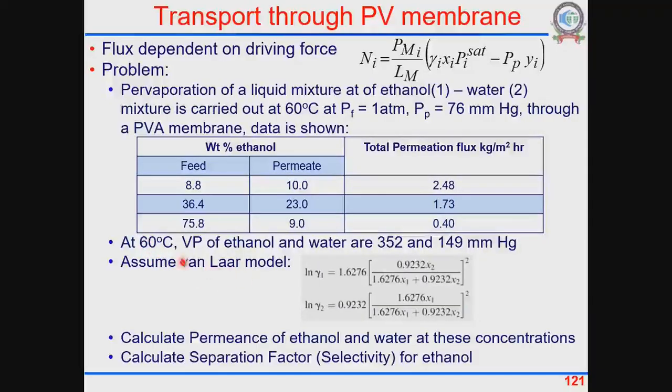I would like you to calculate the following. For some more data, at 60 degrees centigrade, the vapor pressures of ethanol and water are 352 and 149 mmHg respectively. We can assume the Van Laar model for the activity coefficient on the feed side. I would like you to calculate the permeance of ethanol and water for the first case, second case and third case. And then calculate the separation factor for ethanol over water, so alpha ethanol divided by water, for case 1, case 2 and case 3. This problem is not solved. You solve it on your own.